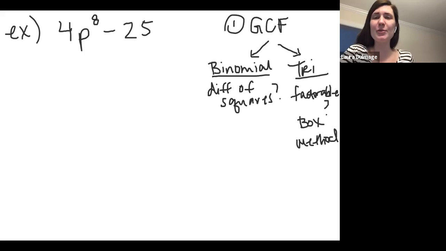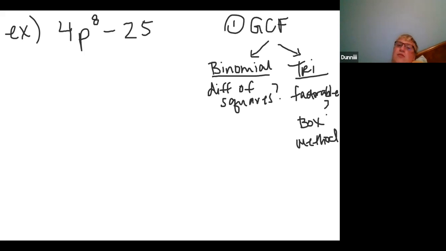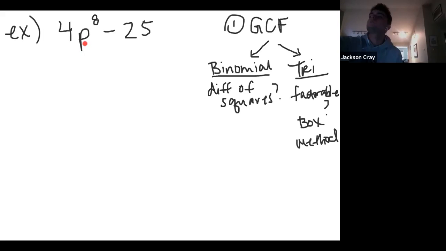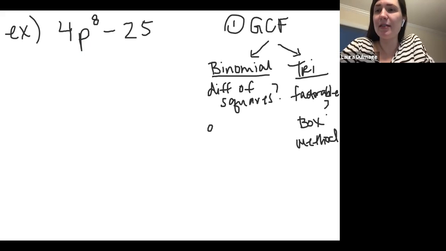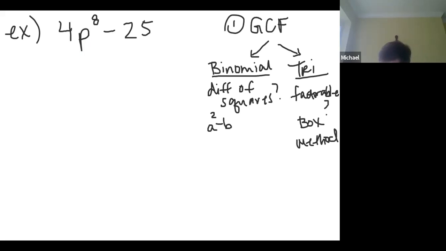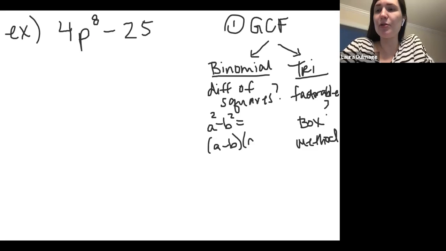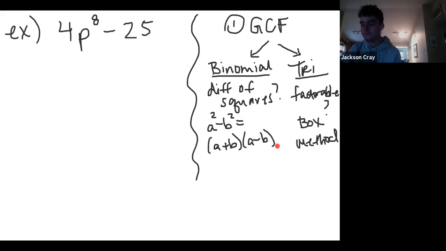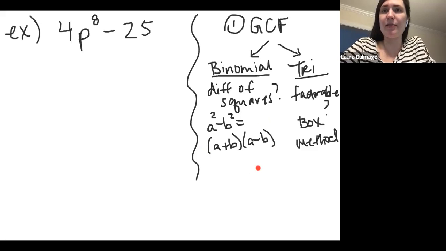Is 4 a perfect square? Yes. And is p to the 8th a perfect square? Can we take something, multiply it by itself to get p to the 8th? Yes. Which is what? P to the 4th. 2p to the 4th, right. So this is a difference of squares. So I want you to use the difference of squares, which is right here, to help us out. So how is this going to factor since it's a difference of squares?